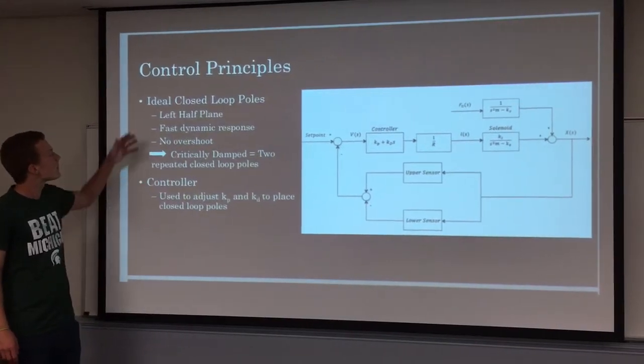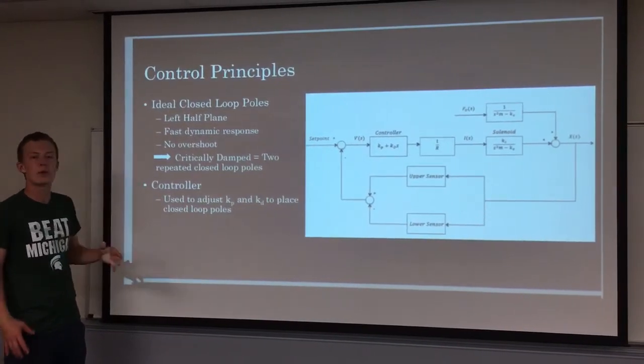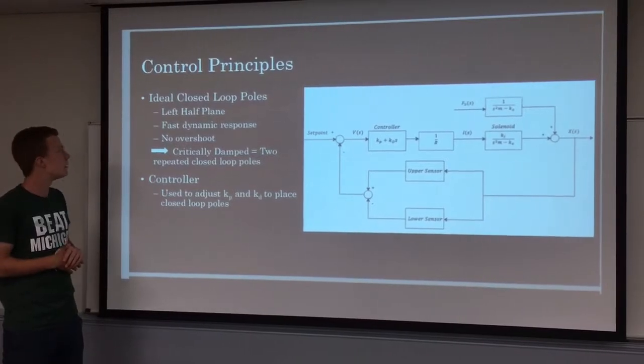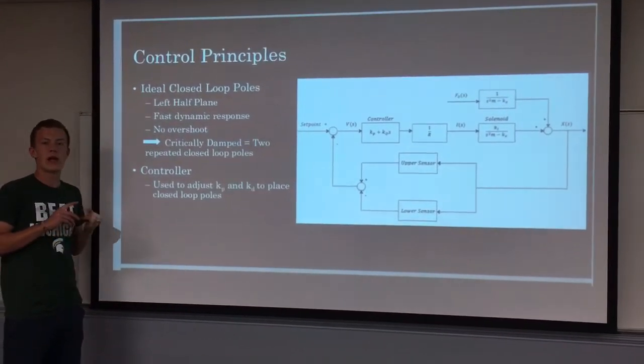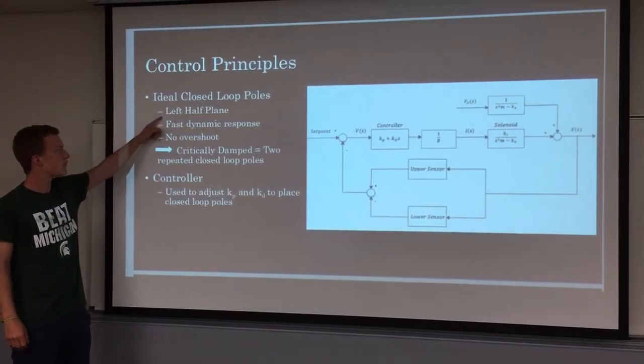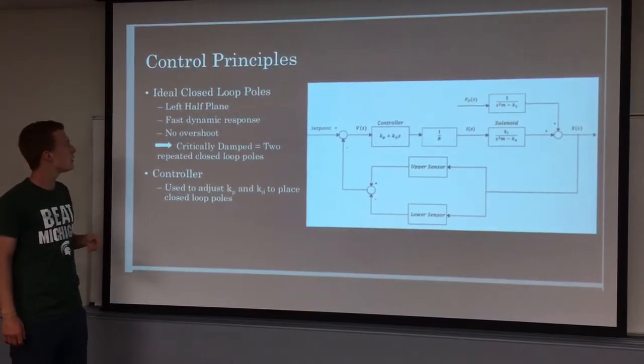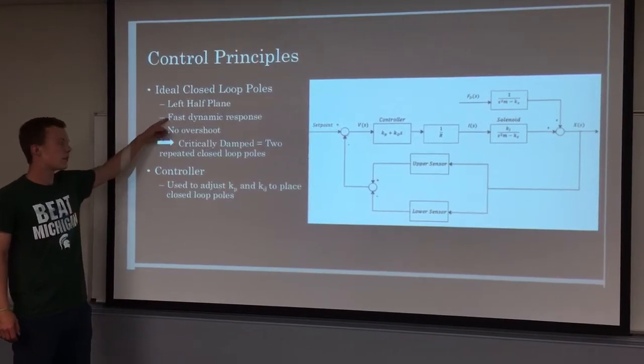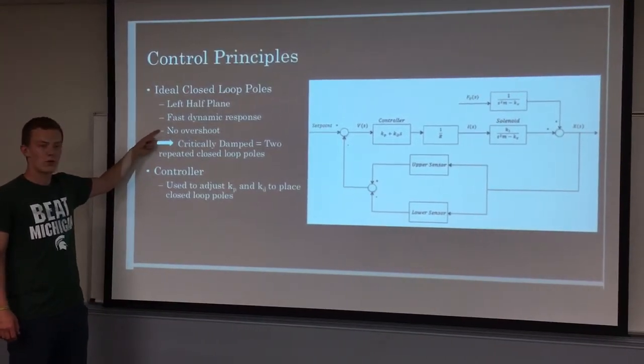Alright, so the control principles. We're talking about the ideal closed loop poles. This is how we want to have our system in theory. So what do we want to have? We want to have the zeros at the left half plane, so we have stability. What else do we want? We want a fast dynamic response with no overshoot.